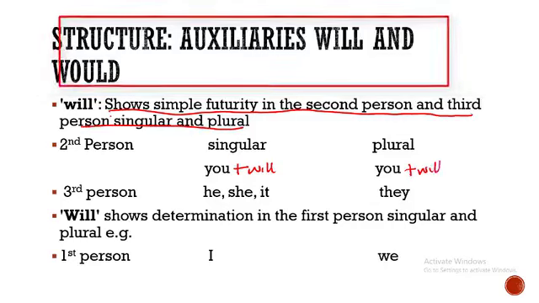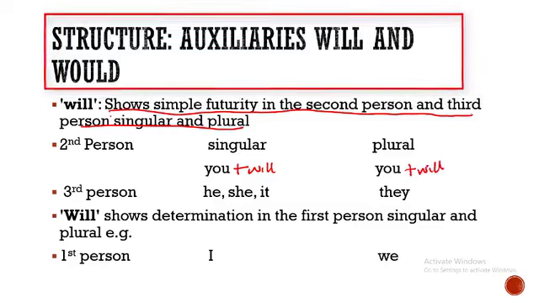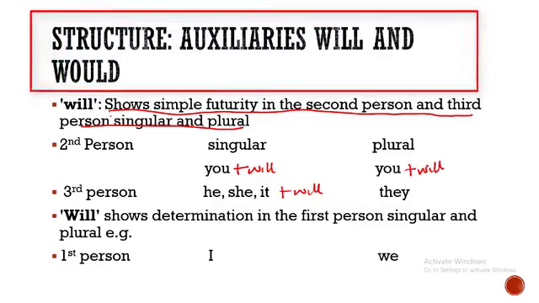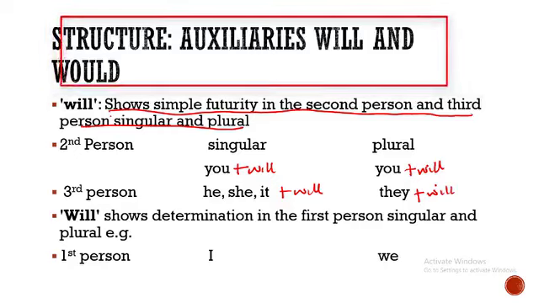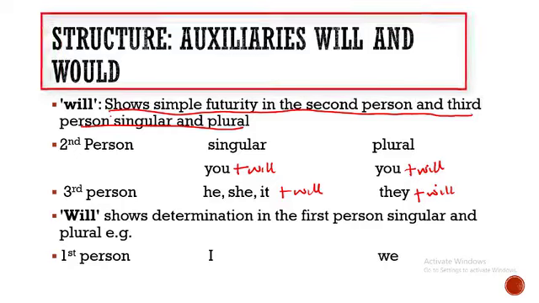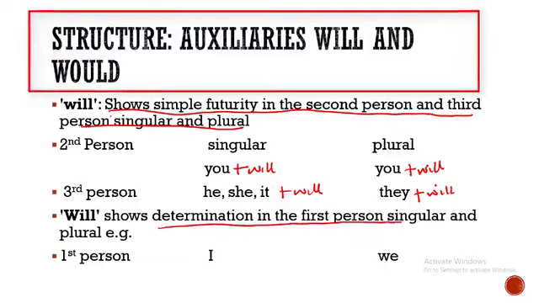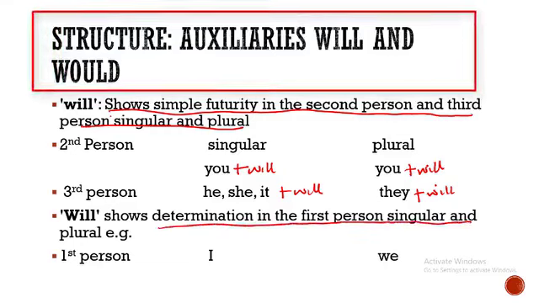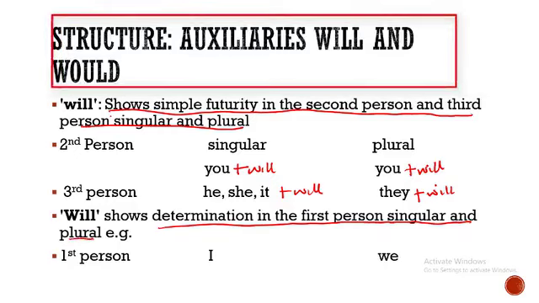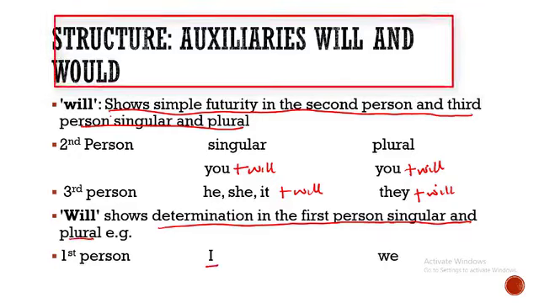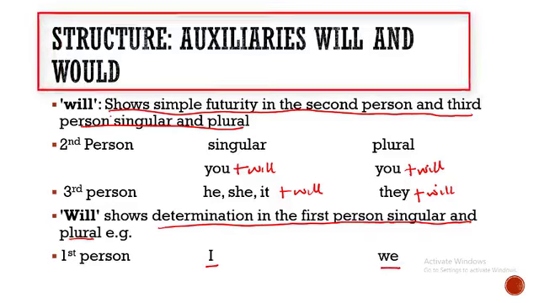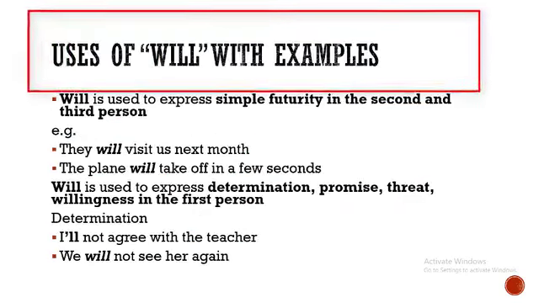And also at the plural level. You will, he will, she will, it will. Then it also agrees with they will. And what are we using it to express? Simple futurity. We can also use will to express determination in the first person. So what it expresses in the second and third person is different from what it expresses in the first person. If I use will with the first person, it does not denote futurity, it denotes determination. I will, we will. It shows determination.